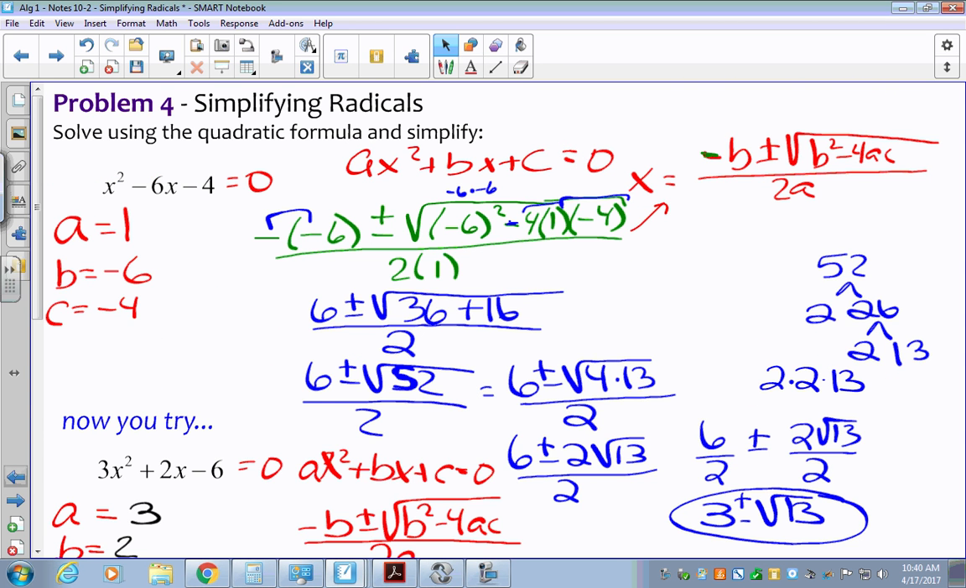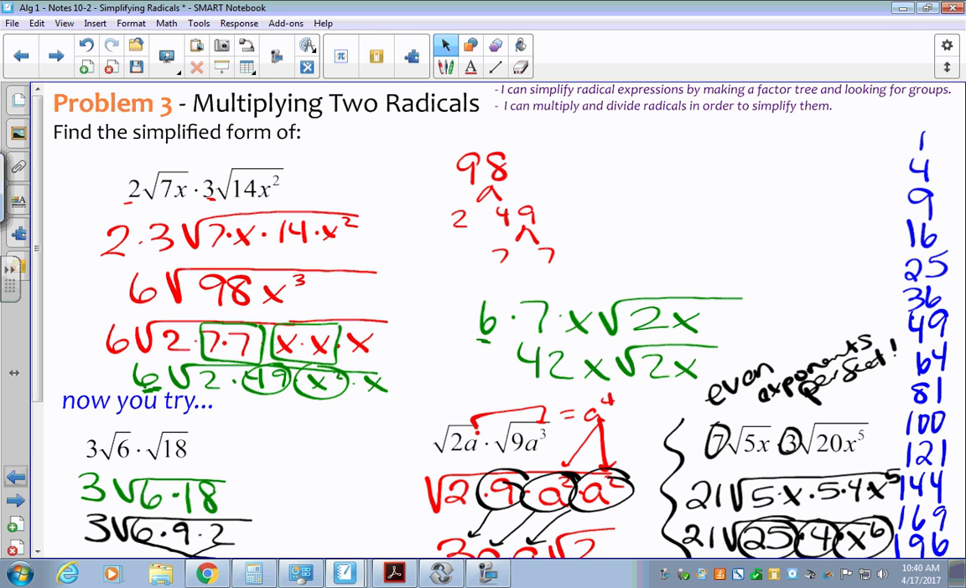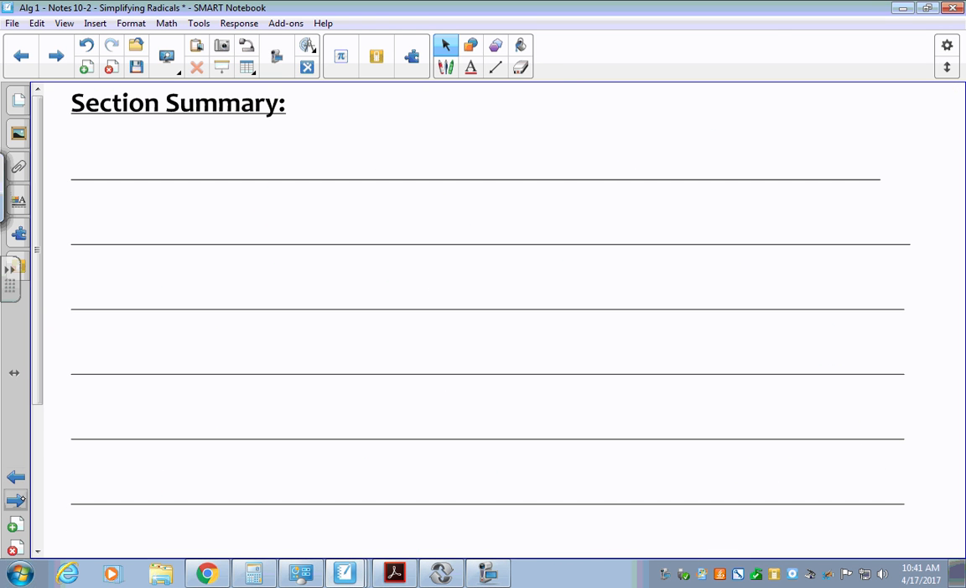You guys are now ready to write the most amazing summary of your life. Just so that you guys can get a good summary going. Make sure you explain how you find the perfect square that lives inside the number in the square root. Then explain how you take the square root of that number and put it out front of the square root. And then, let me write this down.